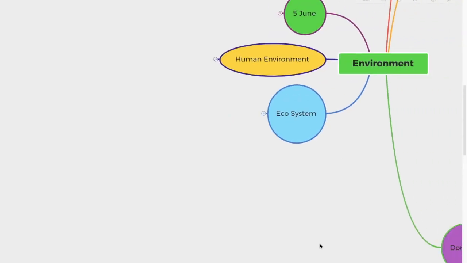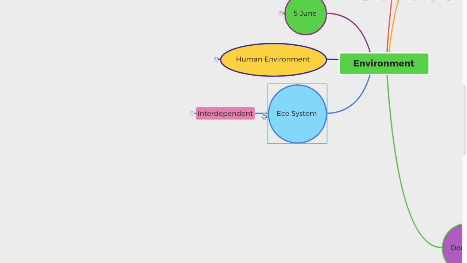Let's move on to the next topic, ecosystem. So what is ecosystem? Here I'm going to introduce you to a new word, interdependent. I know this may be a big word for you, so don't worry, let's break this word. I'm sure you know the word dependent. That means you are dependent on something, right? So interdependent means we depend on each other for survival. I'll give you an example.